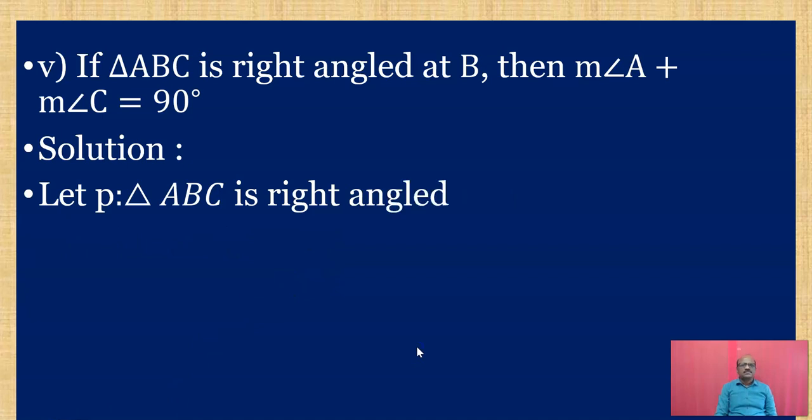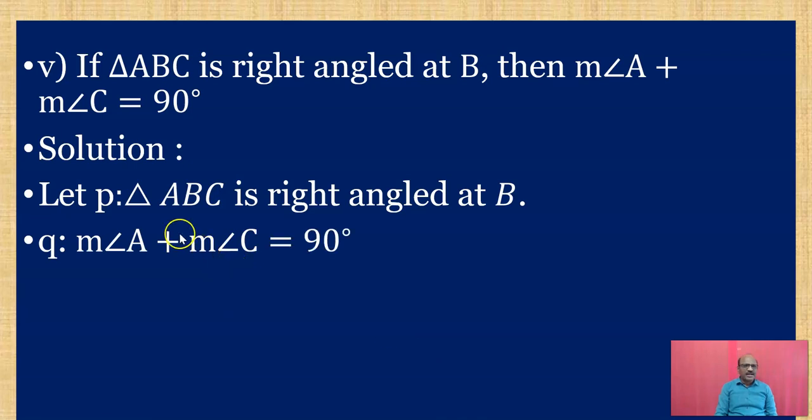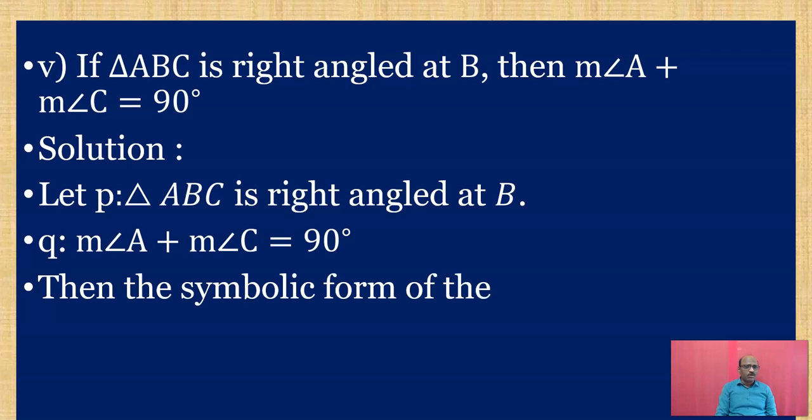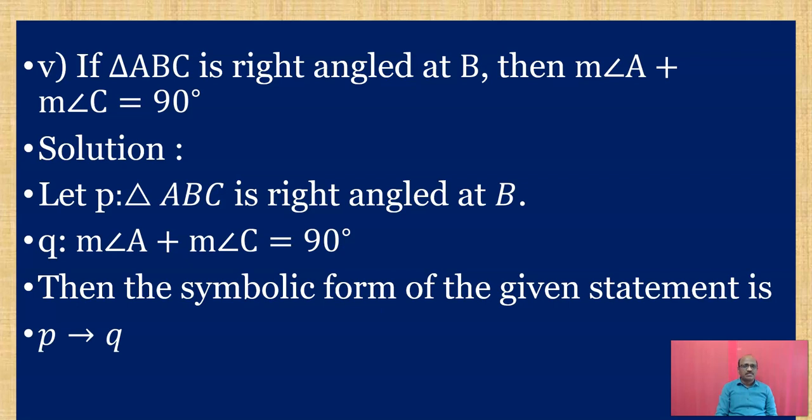See this here. This again I am repeating here. P: the triangle is right angle at B. Q: measure of angle A plus measure of angle C is equal to 90 degrees. Then the symbolic form of the given statement is P implies Q, P implication Q.